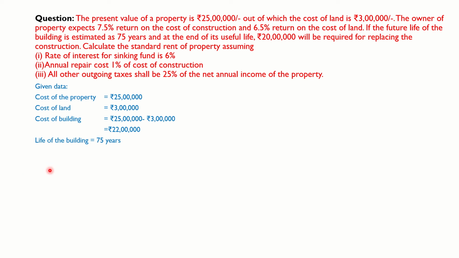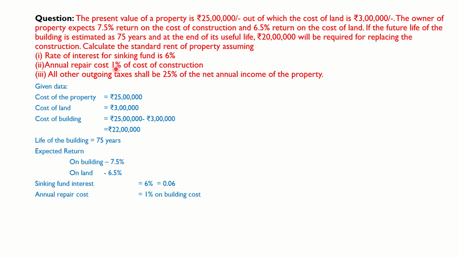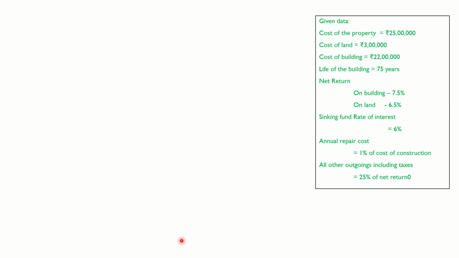So for safety purpose. Life of the building 75 years, expected return on building 7.5% as expected by the owner, and he is expecting the return on land as 6.5%. Now sinking fund interest, it was given as 6%. Annual repair cost, it was 1% of the cost of construction. All other outgoing taxes shall be 25% of the net annual income of the property, not the cost of the construction. Okay, we need to find out the gross rent, which is the net return plus outgoings. So this is overall given data, which I have mentioned here briefly.